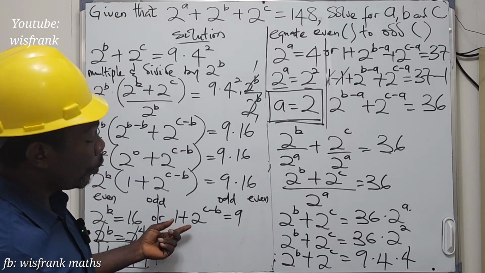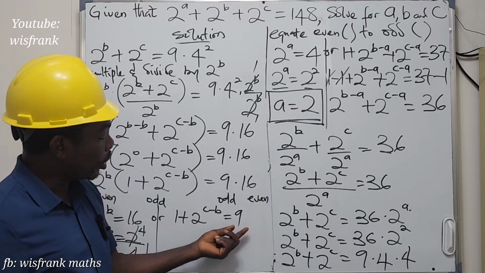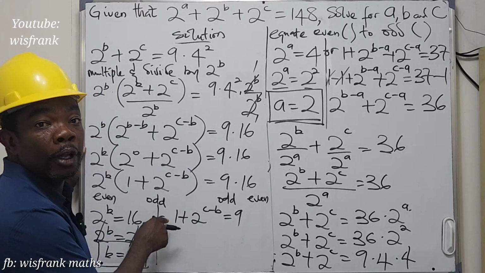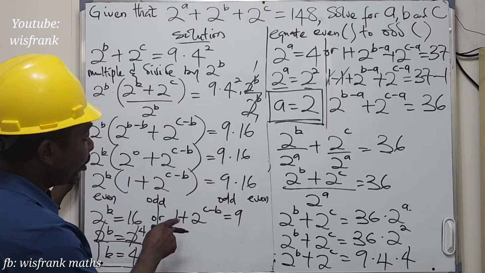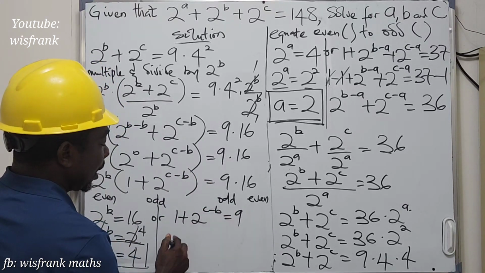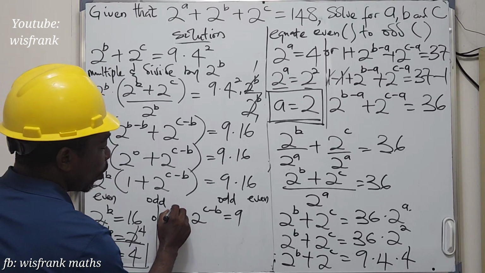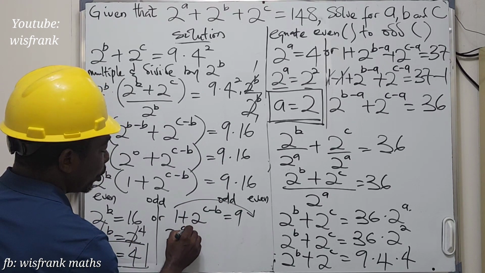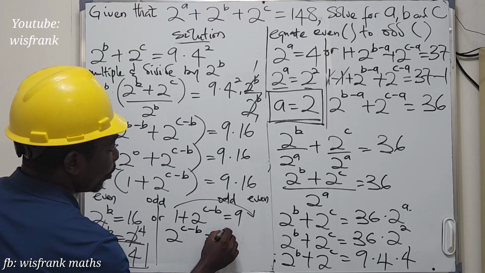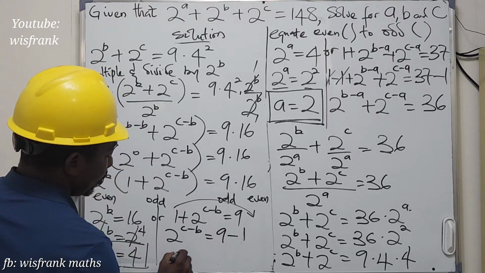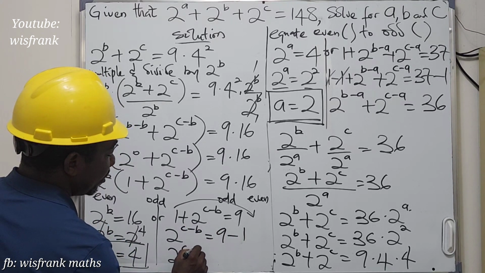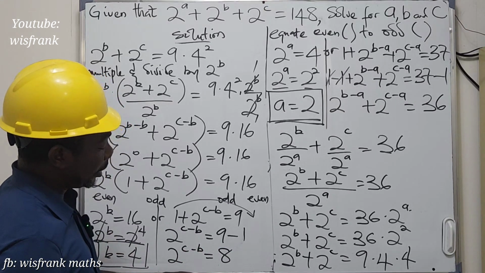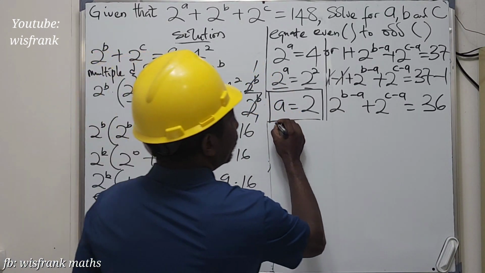So what we are going to look for is c from the second equation here. What we are going to do is to subtract 1 from both sides, or we transpose 1 to this other side. We are now left with 2 to the power of c minus b equals 9 minus 1. In this case, 2 to the power of c minus b equals 8.